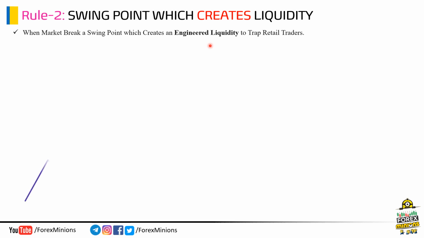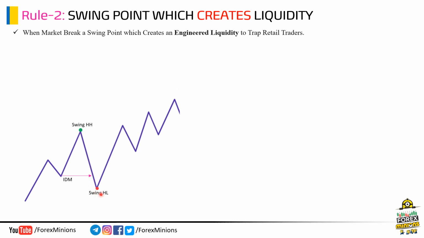Now, let's understand this rule with a simple schematic diagram. Here is a line chart, and for this high, where is our inducement? Check this point, this is our inducement level. Now, when the market takes out this inducement and moves higher, then these 2 points will be our swing high and swing low points. Again, for this high, we will mark our inducement level.